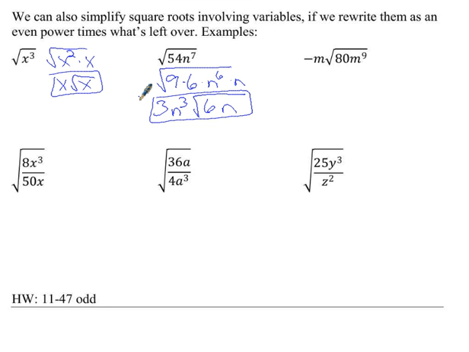All right, the third one. What can we do on the third one? We have the negative m out front. We have the square root symbol. What's the biggest perfect square that goes into 80? 16 times 5. So the 80 splits into 16 times 5, times, what's the biggest perfect square that goes into m to the 9th? M to the 8th times m.